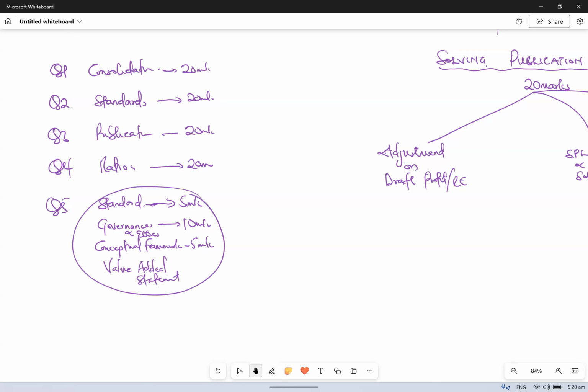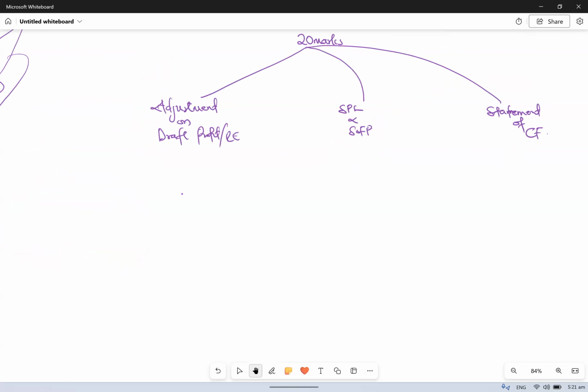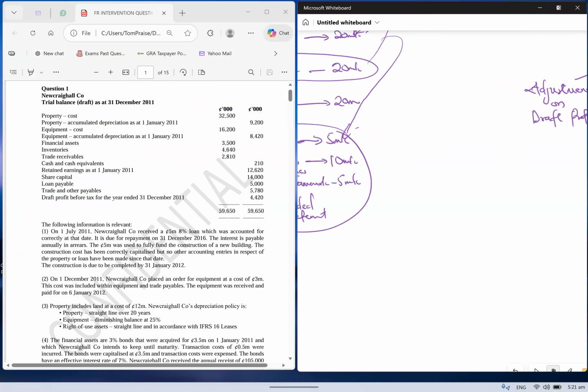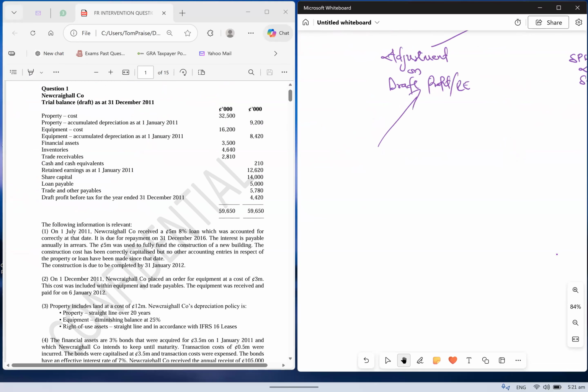Now, what we are going to do is to look at this one. And whilst you are looking at this one, it automatically looks at this and the 5 marks here, because you'll be learning the principles of the standard. With each publication, the principles of the standards will come out. So let's take our first question and practice how these things will look like. Our first question is about the new Craig Hall, and it falls under how to do the adjustments.